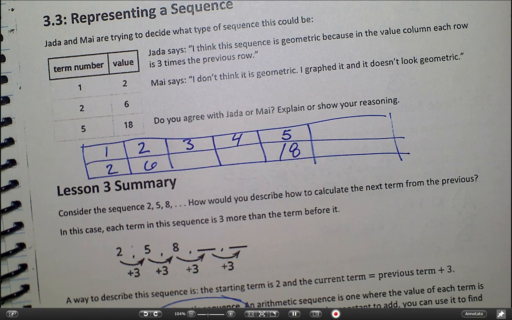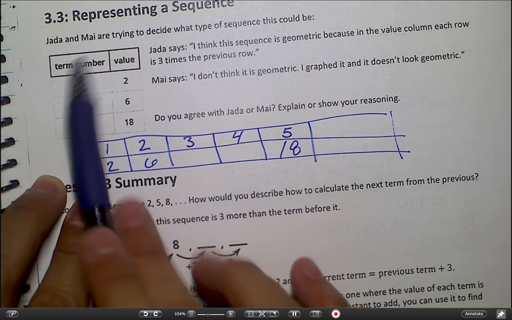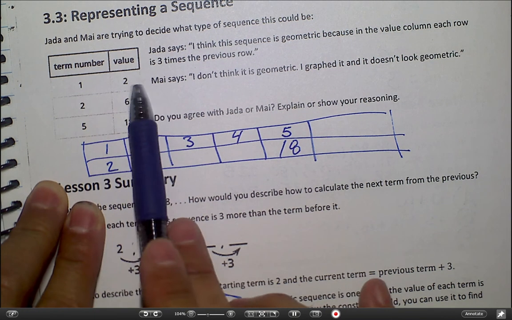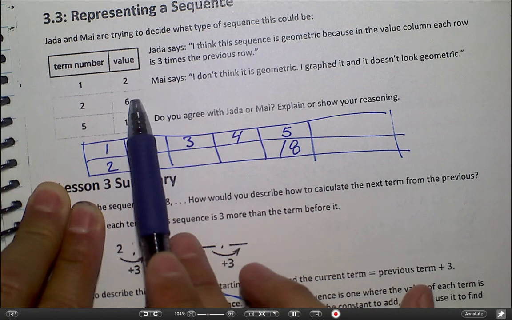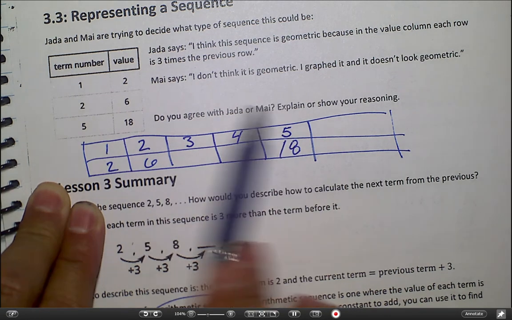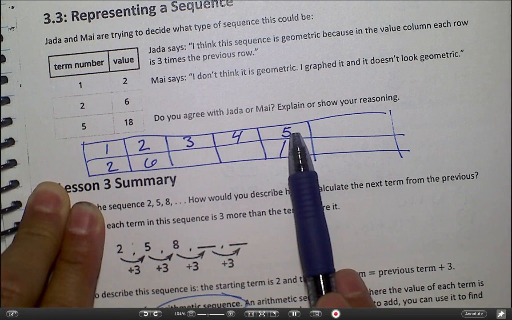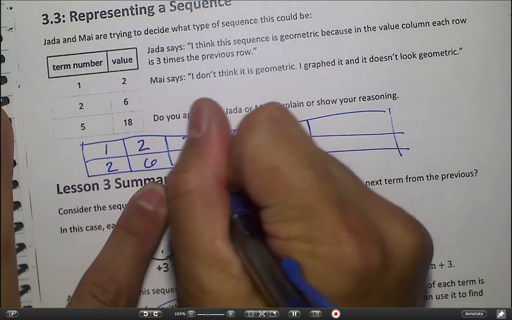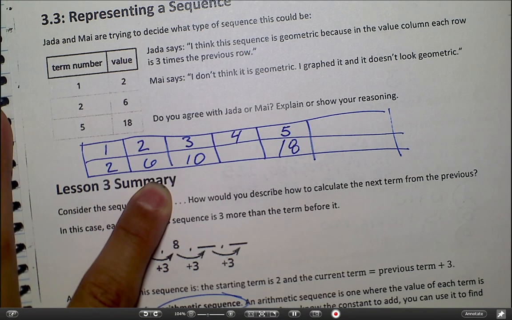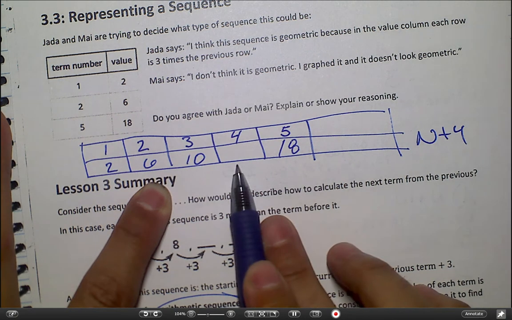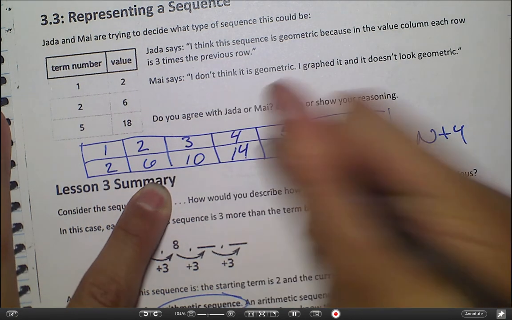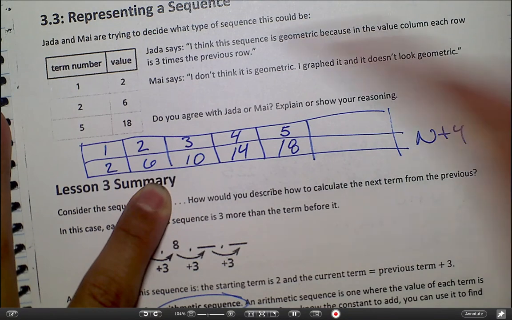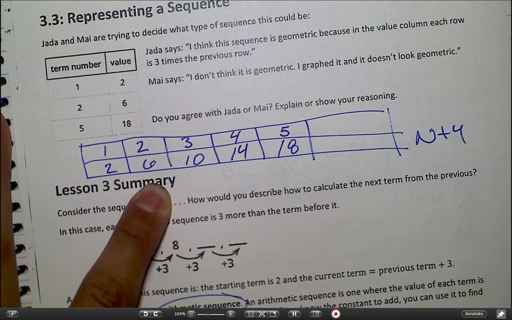So now, for those people that were voting earlier, let's think about it. If I were to do geometric, that would seem right, doesn't it? 2 times 3 is 6, times 3 is 18. But is that actually going to be correct here? No. So what is the third term supposed to be? 10. Because what am I doing? n plus 4. So what's the fourth term? 14. Fifth term was 18. That's correct. And then the sixth term would be?